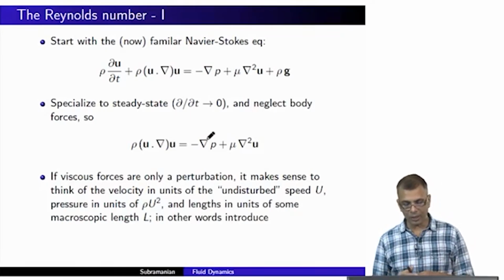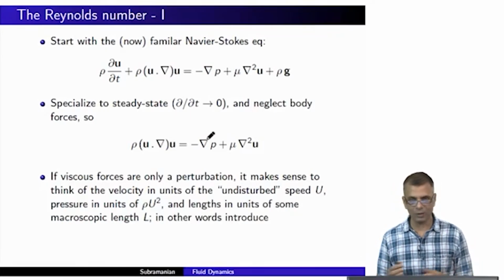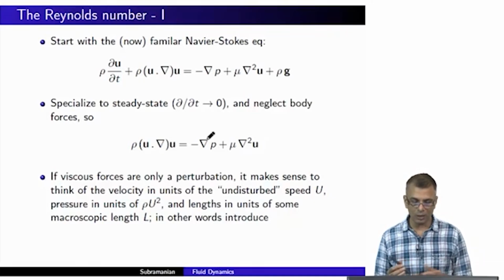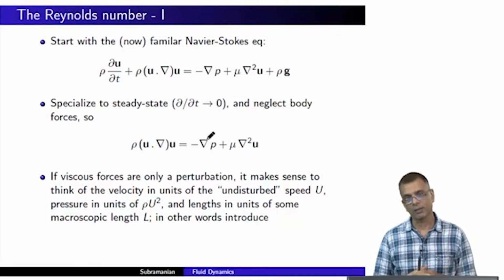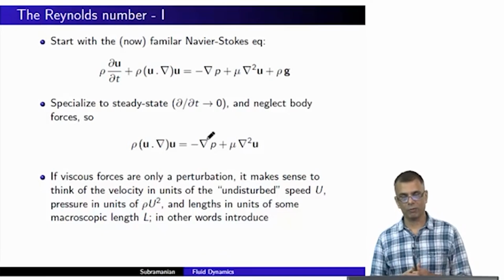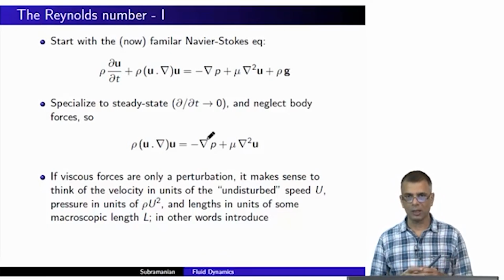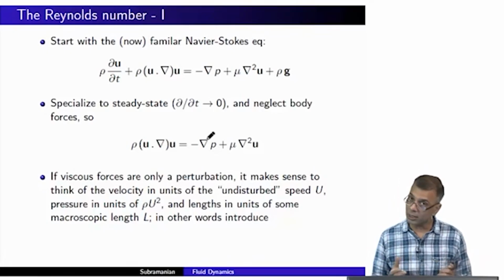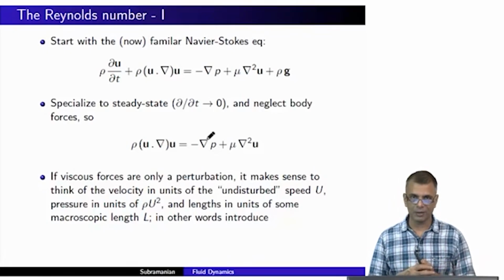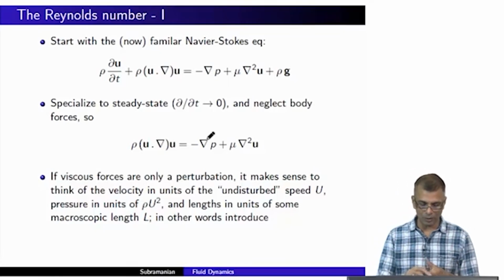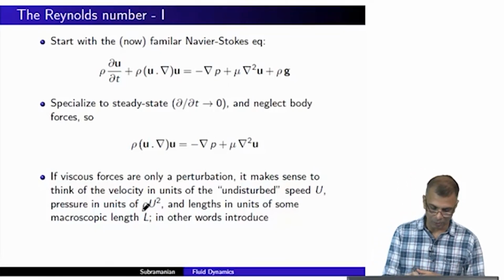And lengths in units of some macroscopic length L, the same concept we talked about. For instance, if you're thinking about flow past a sphere of diameter say 1 centimeter, the macroscopic length would be say 1 centimeter or 5 centimeters, certainly not 1 meter, or certainly not 1 millimeter. So this is the spirit in which we define the macroscopic length L.